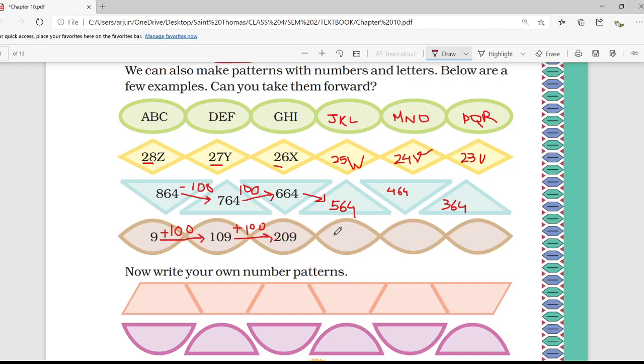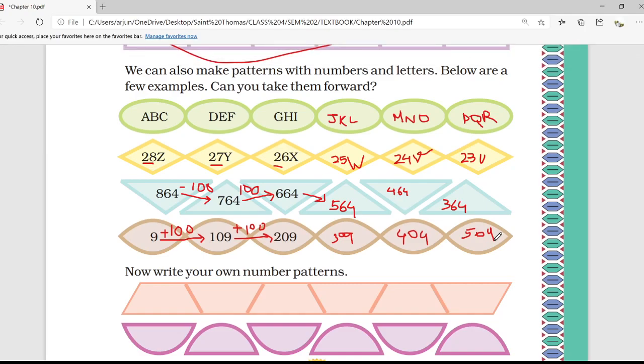Similarly, 209 plus 100 will be 309. Then 409 will come. Then what will come? 509. Okay, so this is how the pattern is going. Moving to the next question.